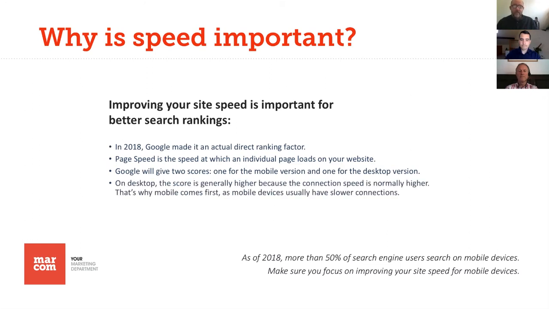And as we know, on desktop, the score is generally higher because most people are connected using Ethernet. So that's why mobile is first, and mobile devices tend to have slower connections. We deal with mainly B2B customers, and they would probably argue that most of their traffic comes through a desktop because they do all their trading during working hours from an office. In most cases, though, obviously that's changing more and more, but it's incidental in a way because it's Google that's ranking for the mobile capabilities of your website.